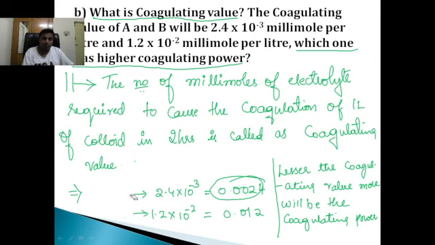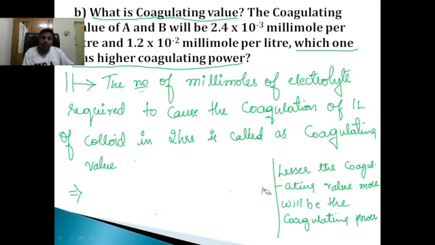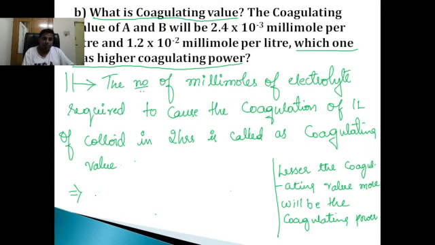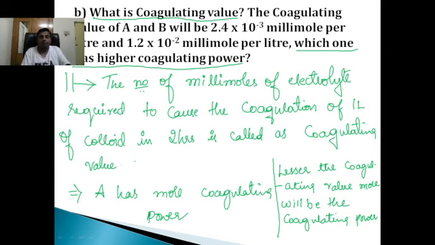So let me write it. Don't get confused. What is the answer? So A has more coagulating power. Lesser the coagulating value, more will be the coagulating power, isn't it? So A has more coagulating power. That's nice. Okay, got the answer? Yes. Great students.